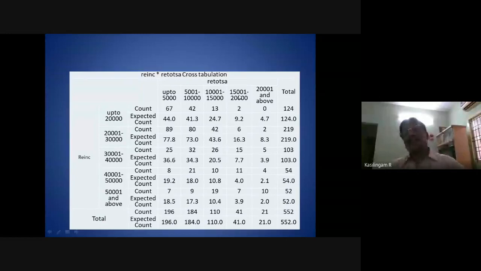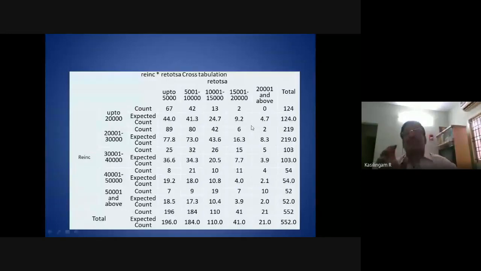Then what will happen? All the people who are in the above 20,000 also will be in the above 15,000. Combined, right? So automatically your observed value will be more. Automatically your expected value will be more. That is the reason we are combining.